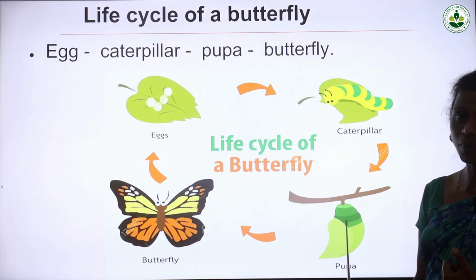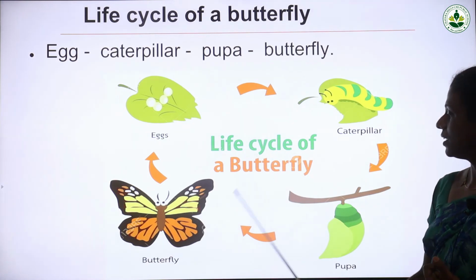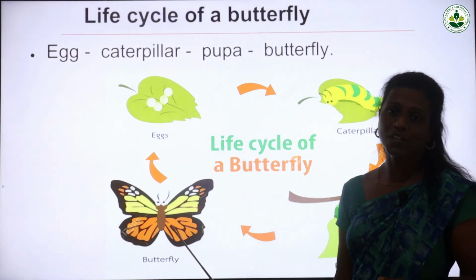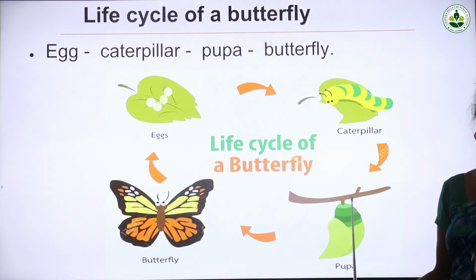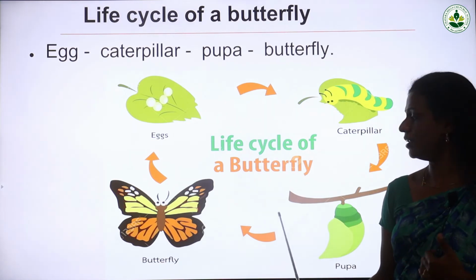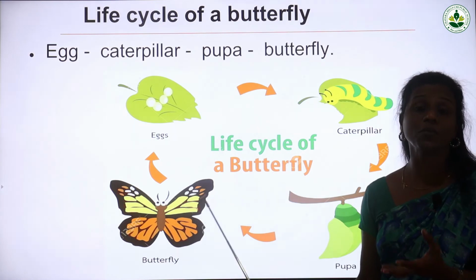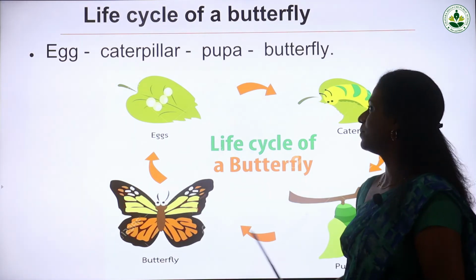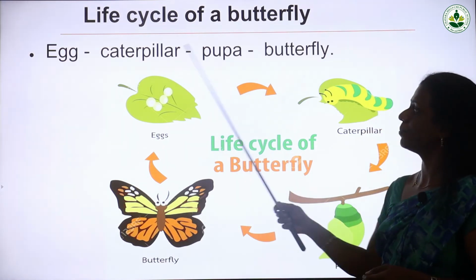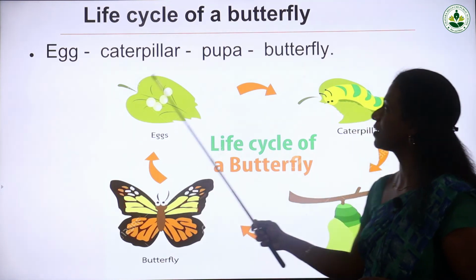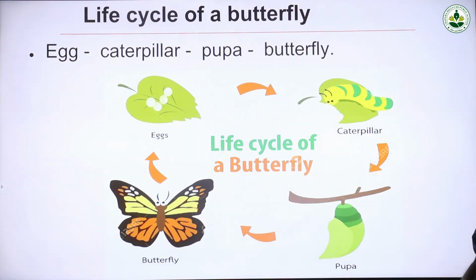It is known as pupa. That stage is known as pupa. Later it will develop into a butterfly. The caterpillar will make a covering itself, and it will stay there for some days, and after that it will come outside as a beautiful butterfly. So this is the life cycle of a butterfly: egg, caterpillar, pupa, butterfly.